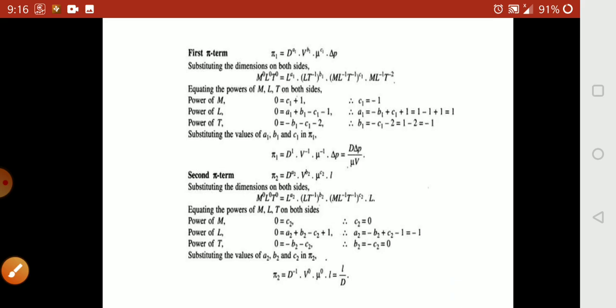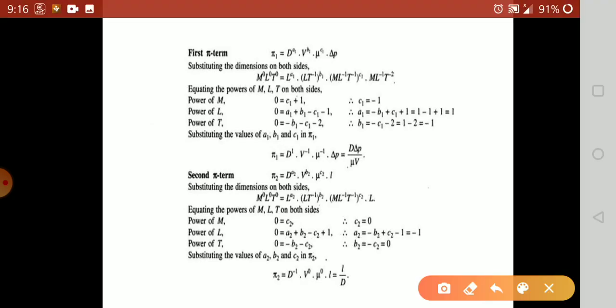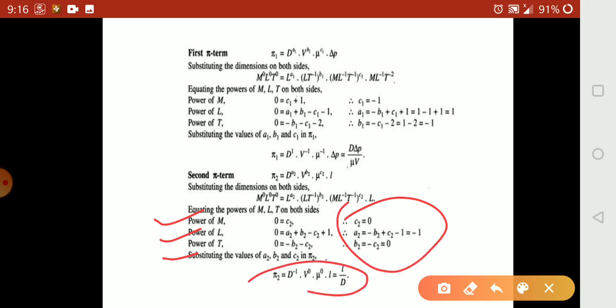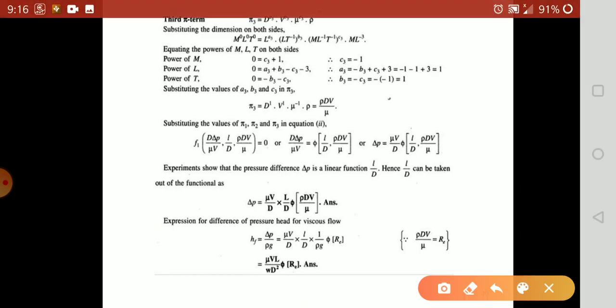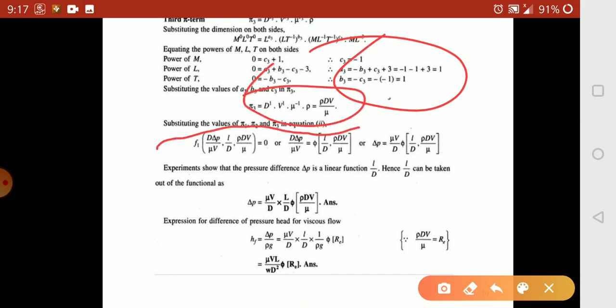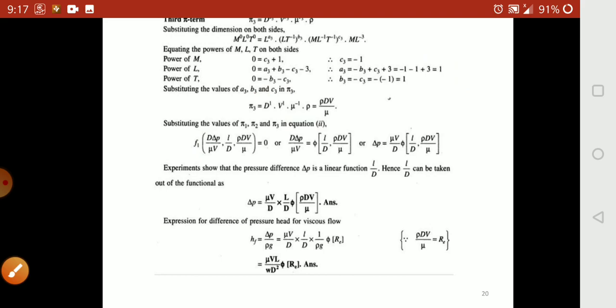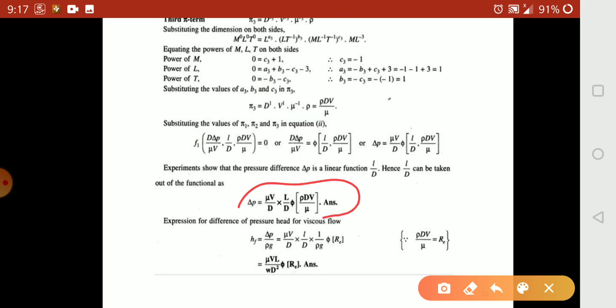This is also solved like the first pi term. For the second pi term, equate the powers of M, L, T, substitute and get this equation. Then the third pi term: substituting these values, we will get this equation. Then substituting the values of pi 1, pi 2, pi 3 in equation number 2 and putting all these values, we get the answer: delta P is equal to mu V upon D into L upon D into a function of rho D V upon mu.